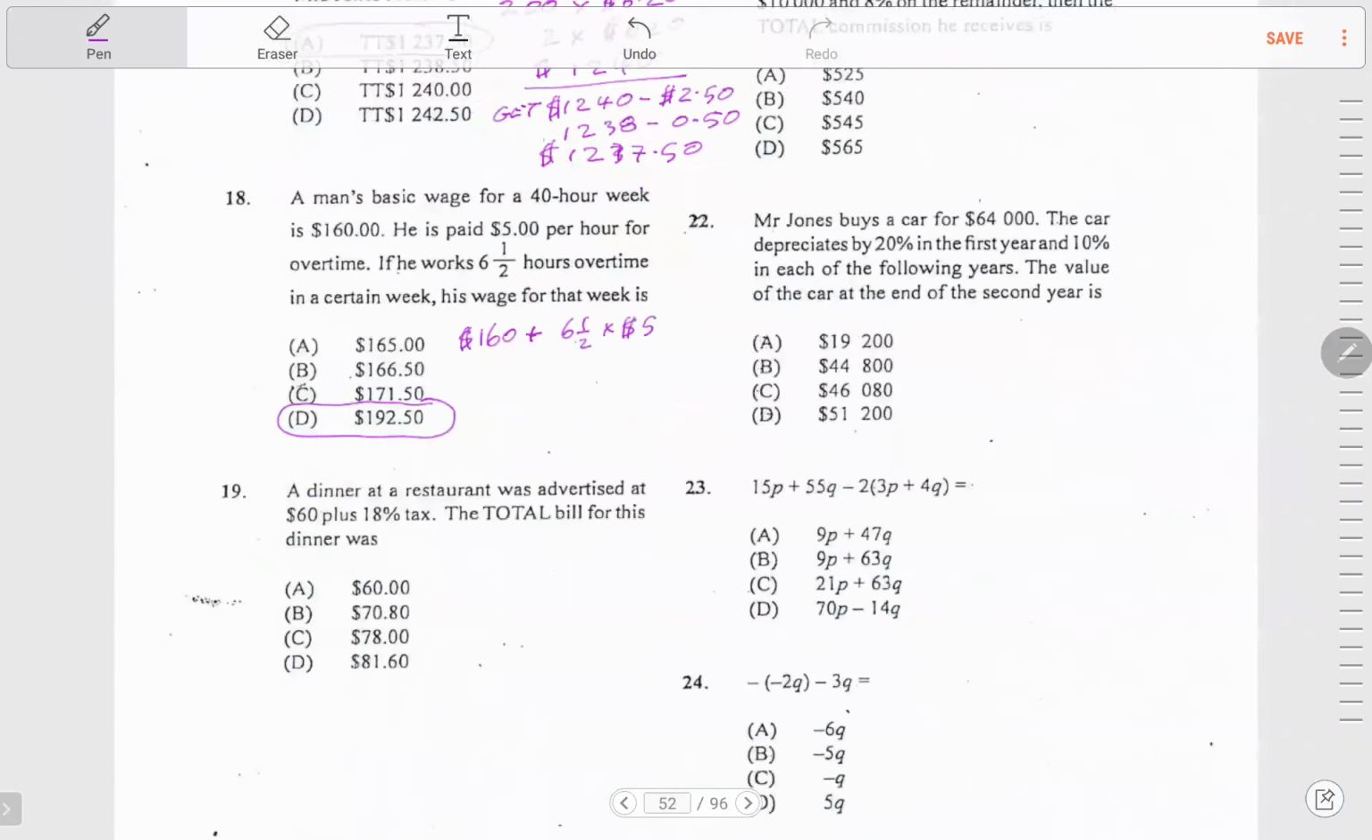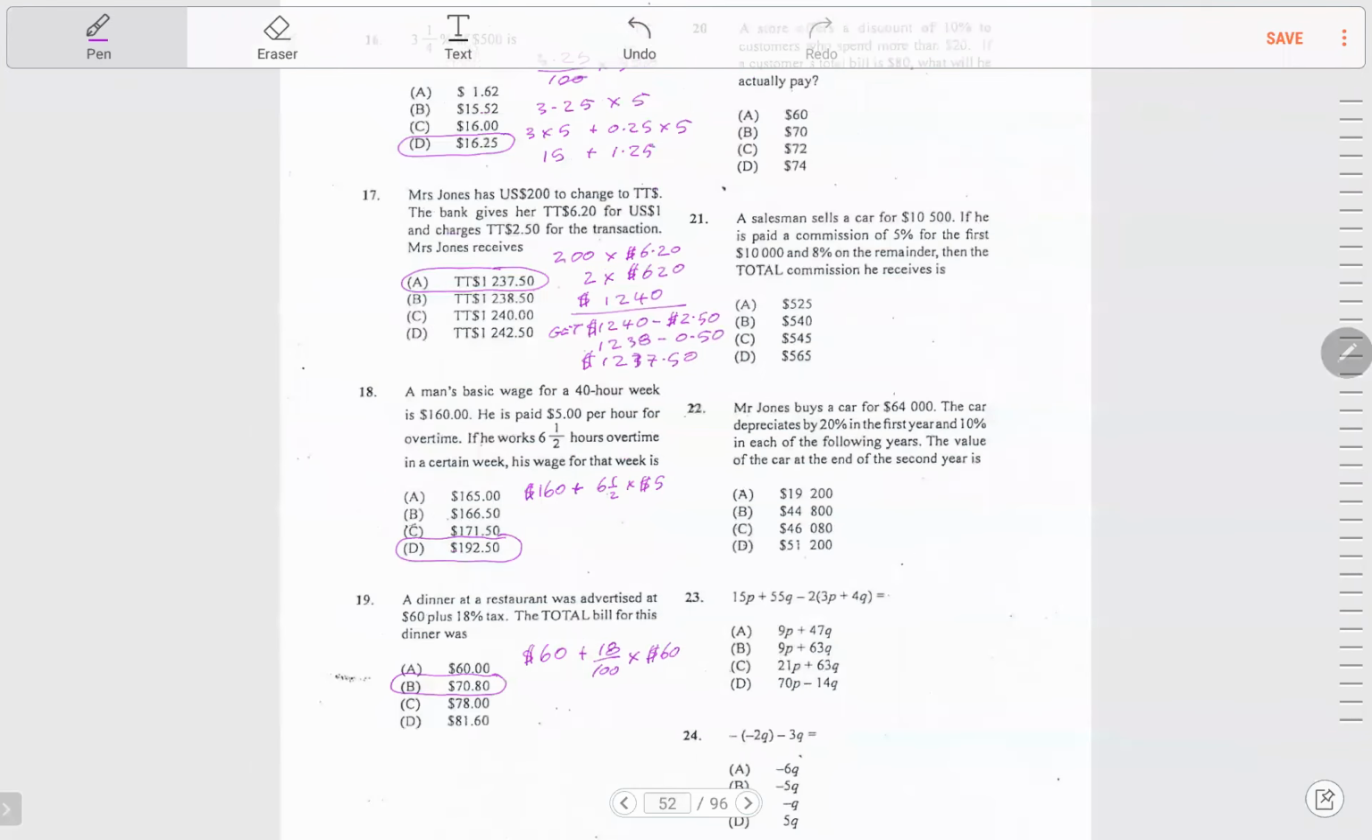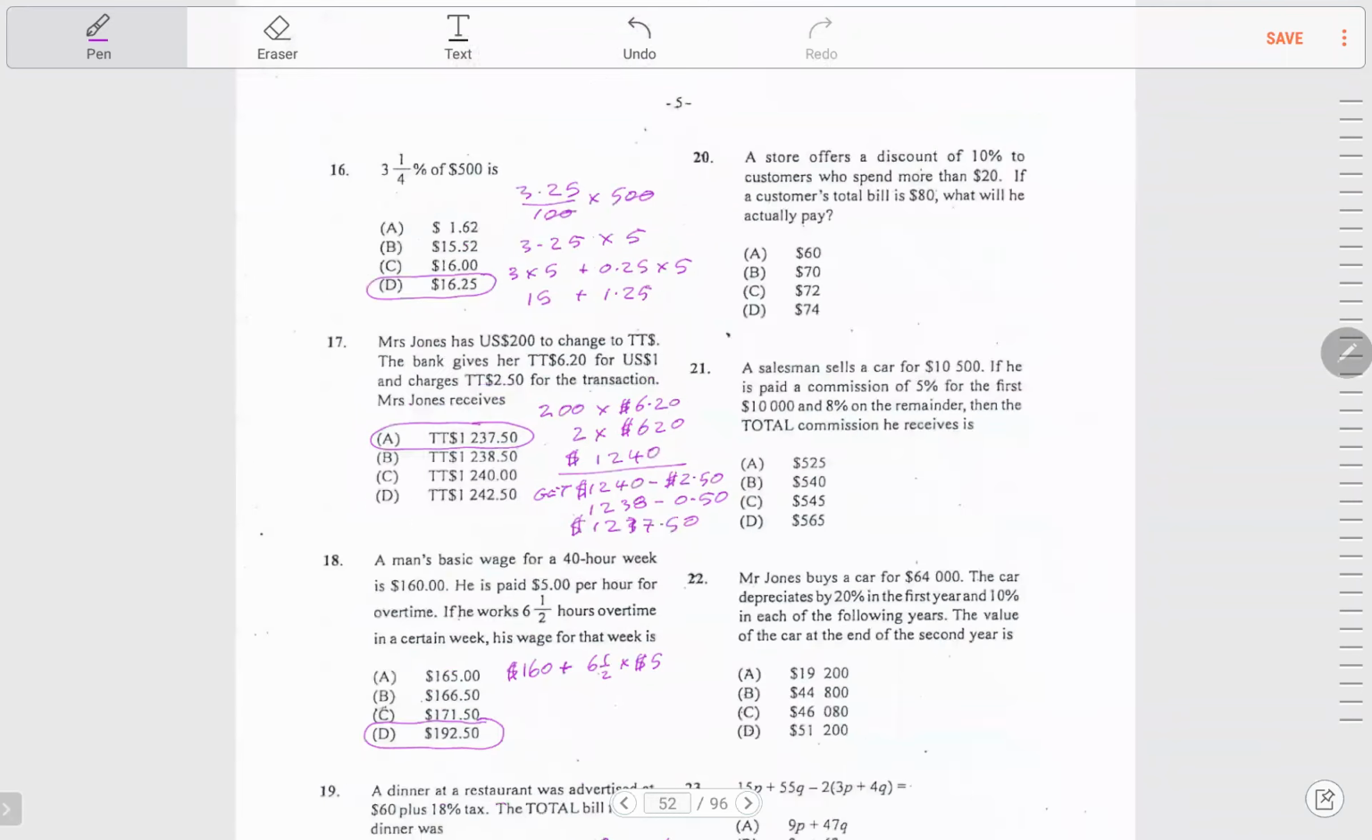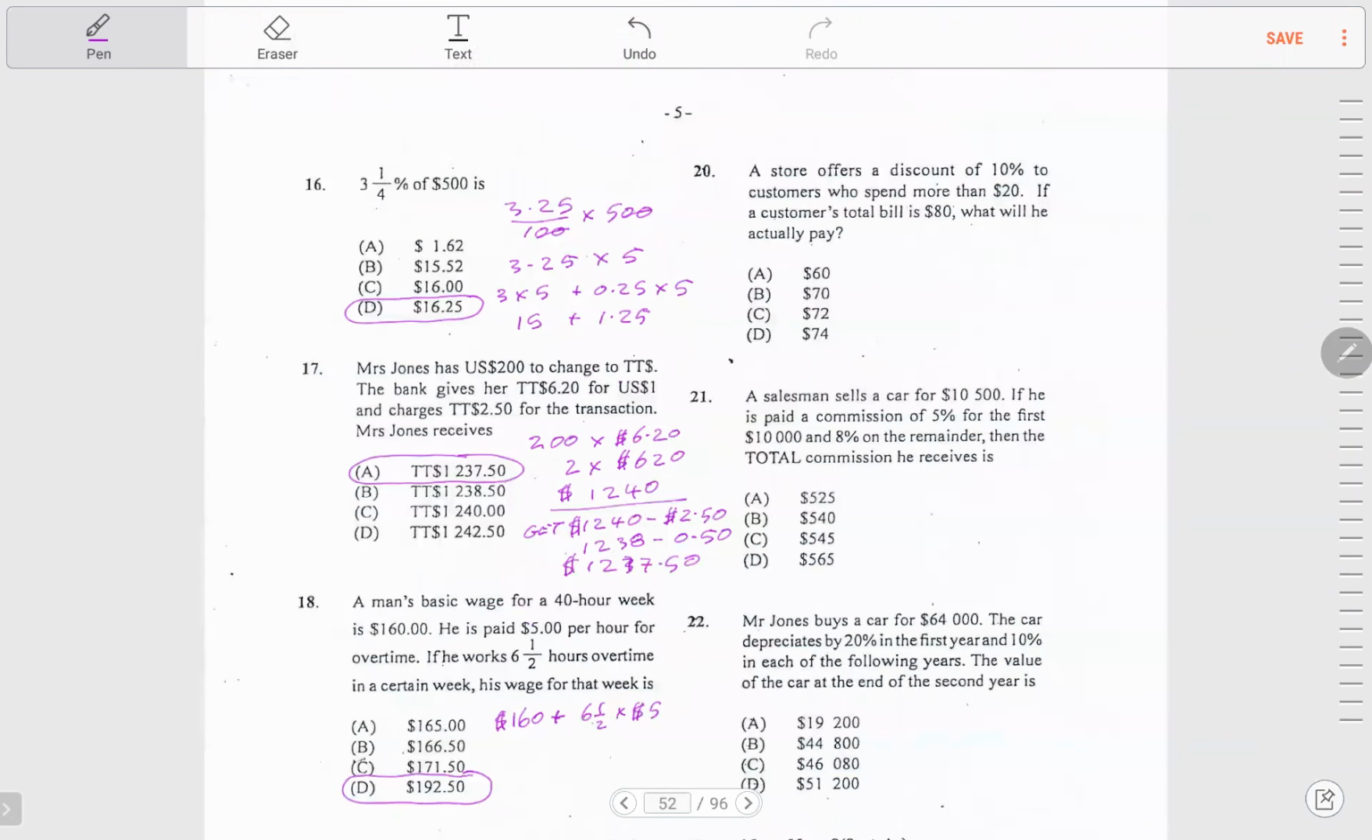All right, I think we did this question as well. It's $60 plus 18%. 18 over 100 times the $60. We worked it out earlier, and it came to $70.80. So I'm not going to work it out again. All right, let's move through. A store offers a discount of 10% on customers who spend. I did this one already as well, and the answer was 72.